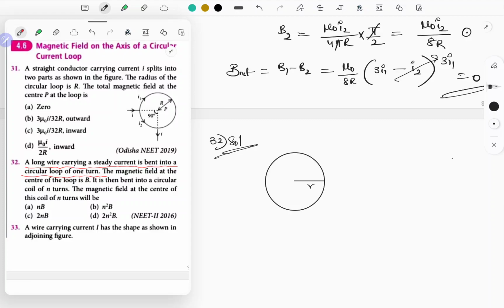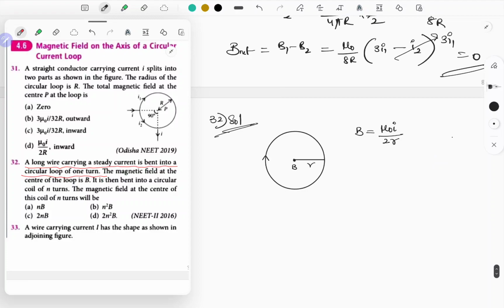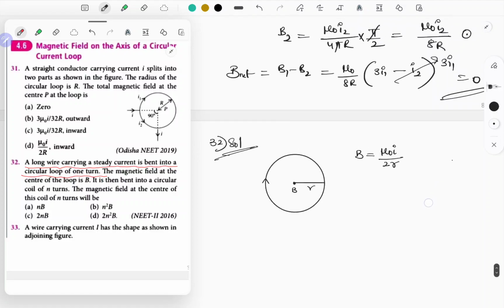If you have any such doubt, let's take a long wire, and it is carrying some current. They didn't mention the direction of current. You can assume as you wish. So assume the radius of this circular path is r. Then what's the formula for magnetic field at the center of a current carrying circular coil? B is equal to mu naught I by 2r, right? This is the formula for magnetic field due to a current carrying circular coil at its center. The direction is into the board. Magnetic field direction is into the board.